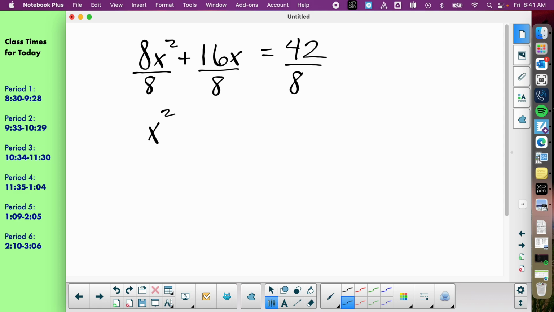That way it'll turn into a regular x squared. So we've got x squared plus 2x equals 5.25. Yeah, 5.25.